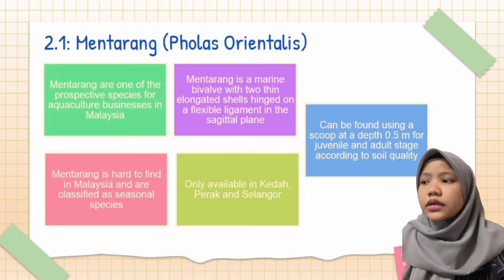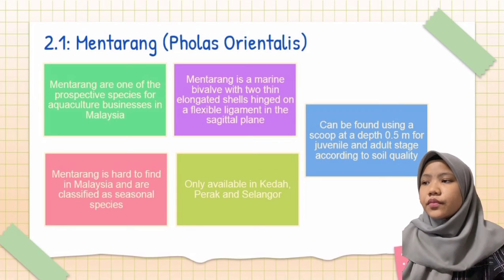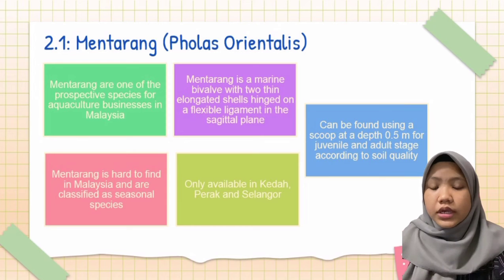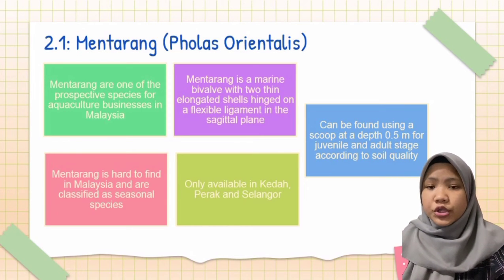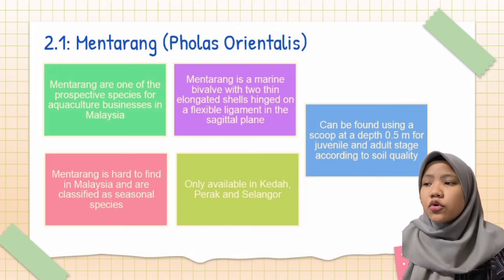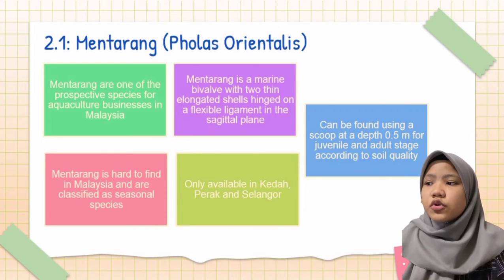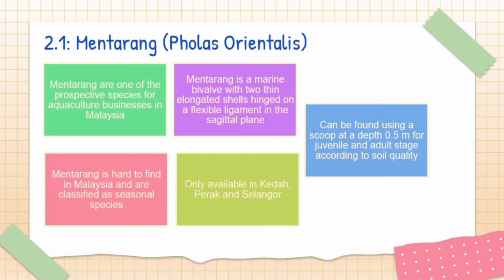What is mentarang? Mentarang is one of the prospective species for aquaculture businesses in Malaysia. Farmers may be able to culture the mentarang in the near future. The seeds are obtained naturally and gathered by farmers at specific times of the year, as is the case with most bivalve production systems. Thus, understanding the mentarang's life cycle will be beneficial in aquaculture, particularly in terms of farm planning and scheduling. How does mentarang look like?